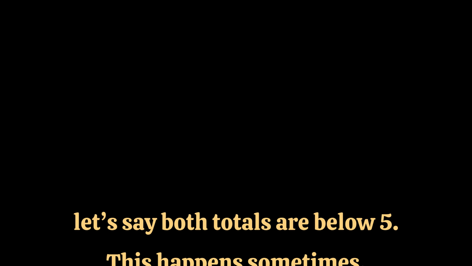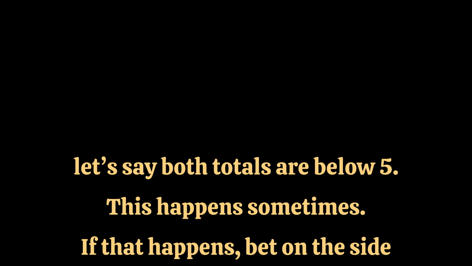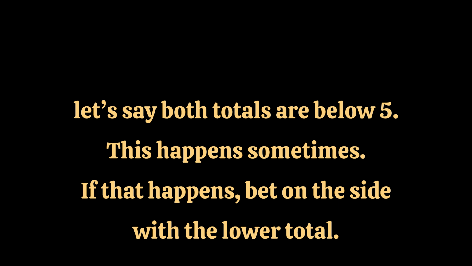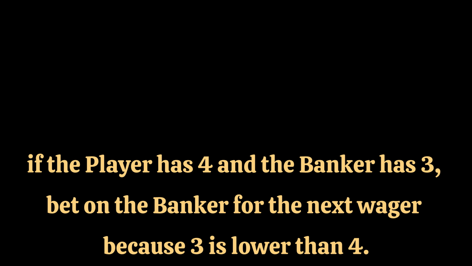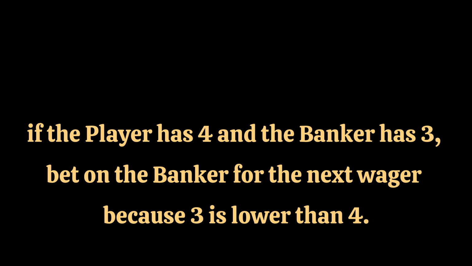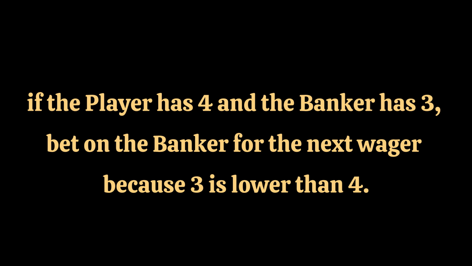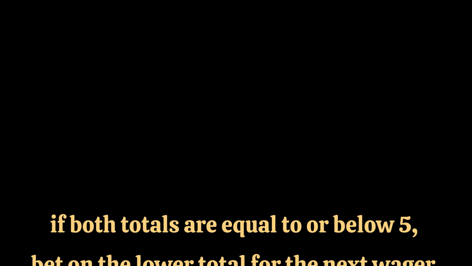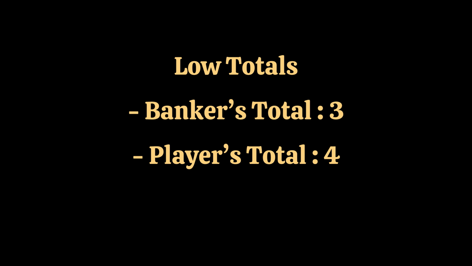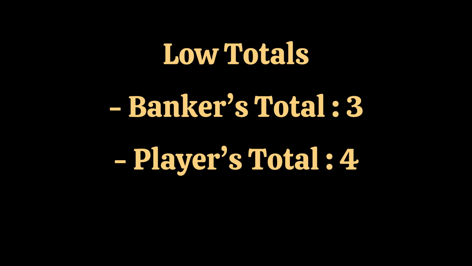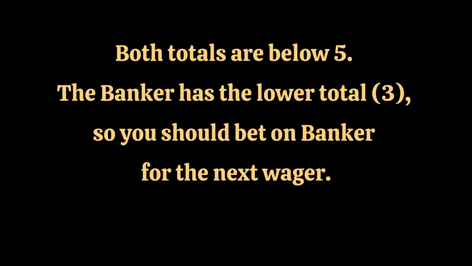Now let's say both totals are below 5. This happens sometimes. If that happens, bet on the side with the lower total. For example, if the player has 4 and the banker has 3, bet on the banker for the next wager because 3 is lower than 4. In other words, if both totals are equal to or below 5, bet on the lower total for the next wager. Low total conditions. Banker's total, 3. Player's total, 4. Both totals are below 5. The banker has the lower total, so you should bet on banker for the next wager.